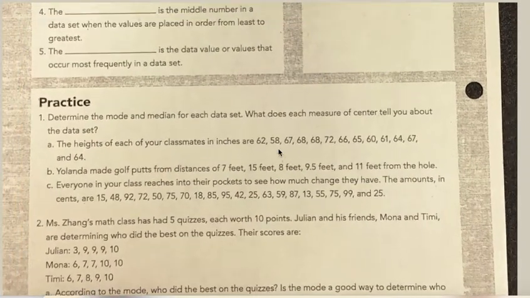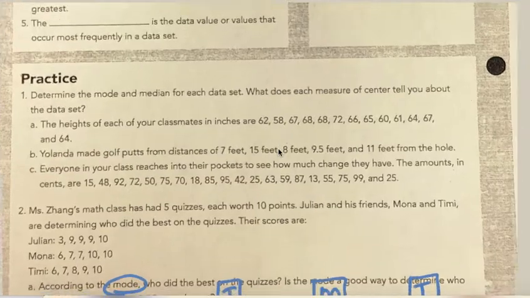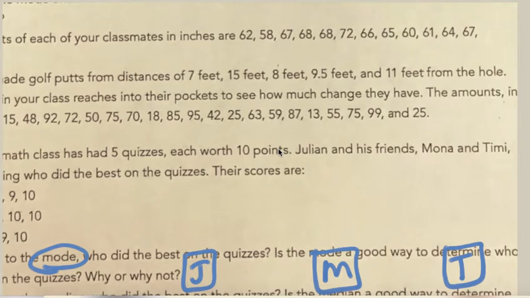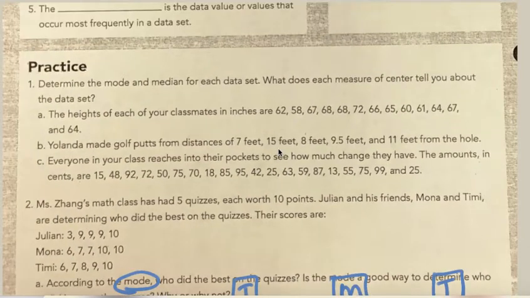And this one, again, you have to determine the mode in these numbers, the one they see repeated the most for each of those people's names. So, like we kind of did in our practice in class, you're going to have Julian, Mona, and then Timmy. And you're going to want to list those numbers in order from least to greatest, because it looks like in part B, you're going to have to find the median.